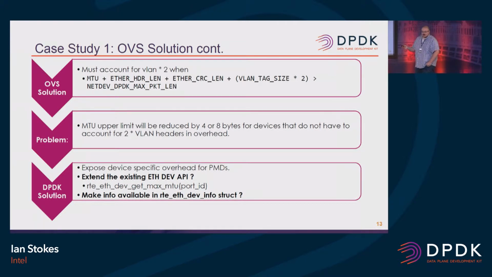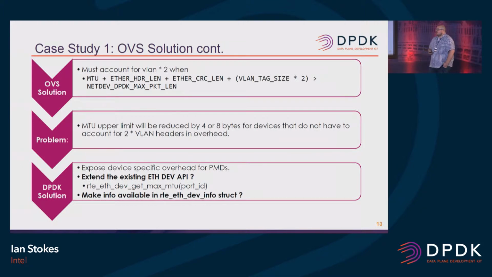We're not sold on either one here, but somebody said, look, you already have the get and set MTU methods. Is there something where you can get max MTU and just return a defined value for that PMD? Or maybe you don't even extend the API. Maybe you just add some info into the dev info struct to say, this is my required overhead. So we're open to other solutions here as well.